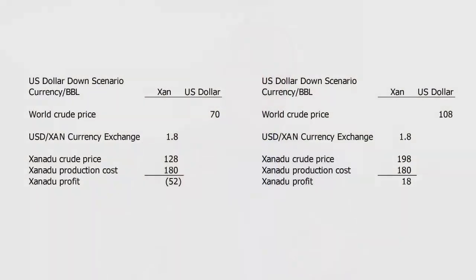Let's take the inverse relationship. The inverse relationship is if the exchange rate fell from 2.8 down to 1.8. The left-hand column shows the $70 world price times the 1.8 exchange rate. In this scenario, they're only receiving 128 Zans per barrel. Production costs unchanged at 180, so they're having a loss of 52 Zans per barrel.